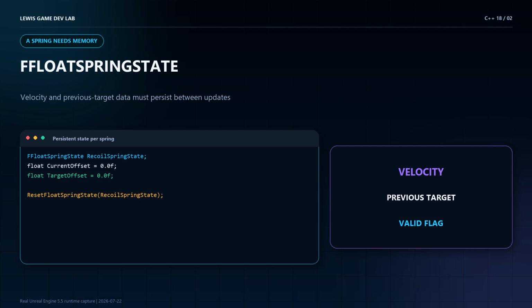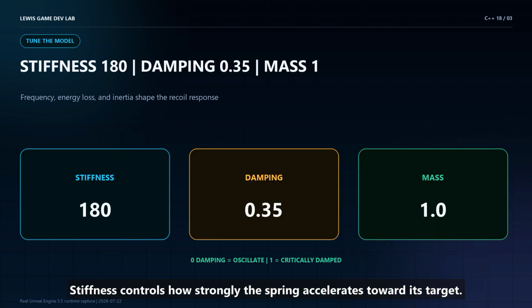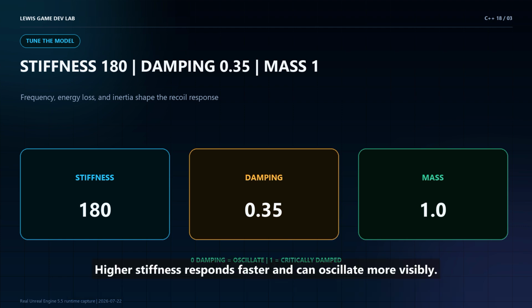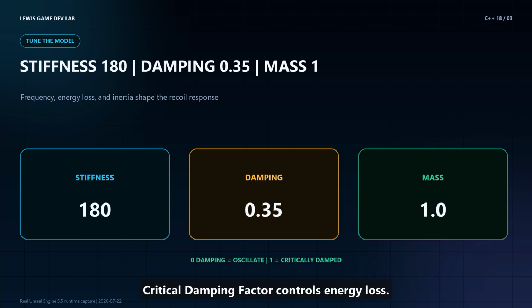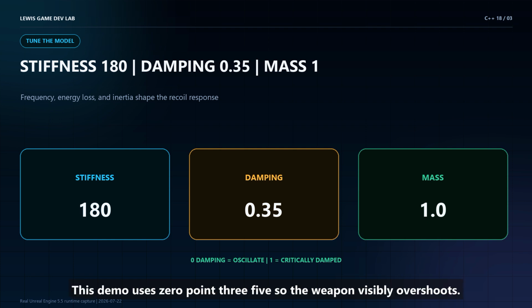Stiffness controls how strongly the spring accelerates toward its target. Higher stiffness responds faster and can oscillate more visibly. Critical damping factor controls energy loss. 0 means no damping. 1 is critically damped and approaches without oscillation. This demo uses 0.35, so the weapon visibly overshoots.